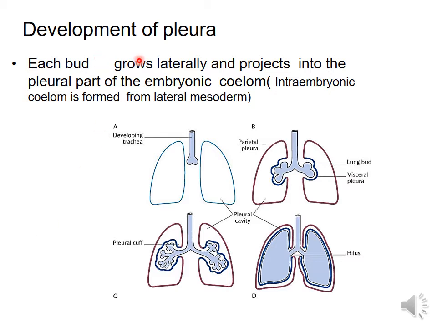Now, the development of the pleura. Each bud grows laterally. It projects into the pleural part of the embryonic column. The embryonic column originates from the lateral mesoderm. These are the buds. As you can see here, they are projecting into the pleural part of the embryonic column.